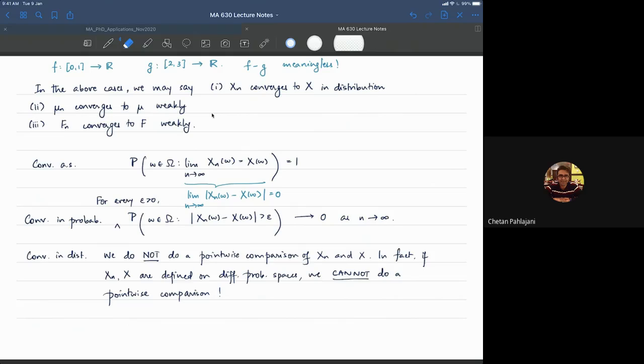Another fact that I just want to mention is that convergence in distribution is weaker than both these. Convergence almost surely and convergence in probability both imply convergence in distribution. All right, so I think we are out of time there.